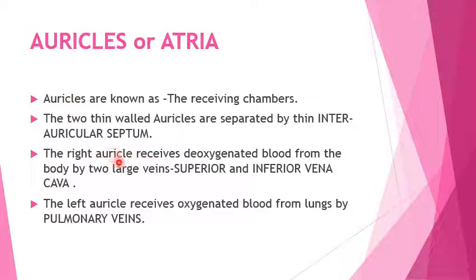The right auricle receives the deoxygenated blood from the body by two large veins, known as the largest veins, that is the superior and inferior vena cava. The left auricle receives the oxygenated blood from the lungs by the pulmonary veins. So the auricles are known as the receiving chambers. They are thin walled because they have to pump the blood only to their adjacent ventricles.